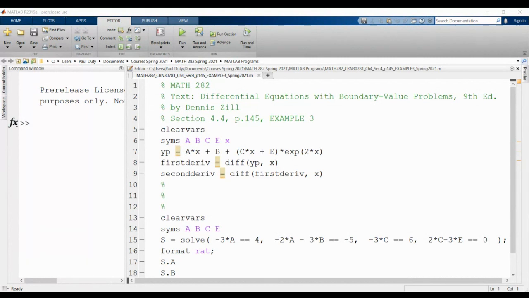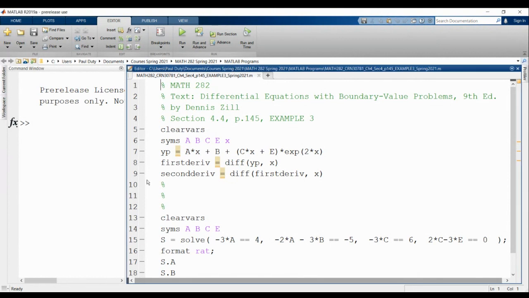Thank you, Max. So what I do, I always start off with clear vars, clear variables. I don't want any old variables interfering with what I'm doing. So I wrote here the particular solution, and I wanted to check my derivatives. So I have the diff command. Take the derivative of the particular solution with respect to x. And then for the second derivative, take the derivative of the first derivative with respect to x.